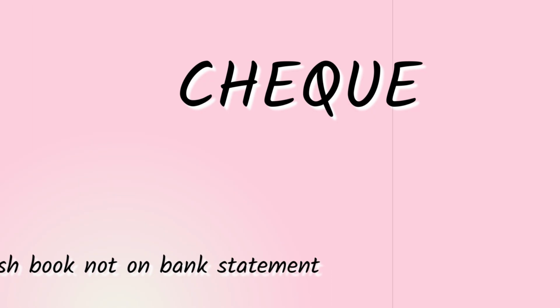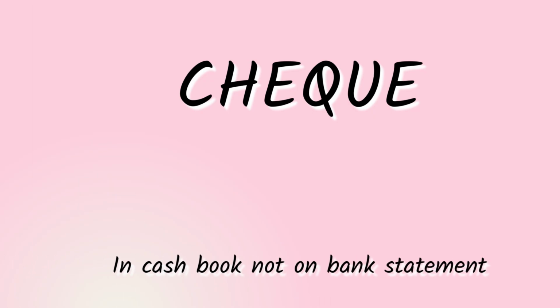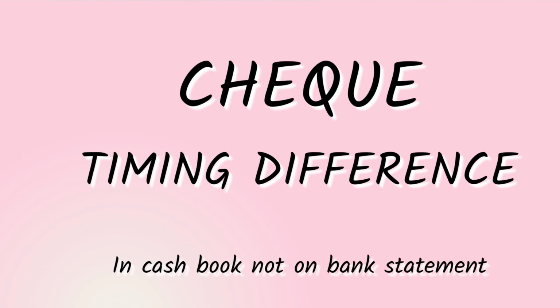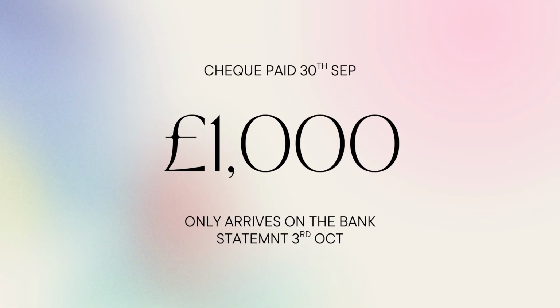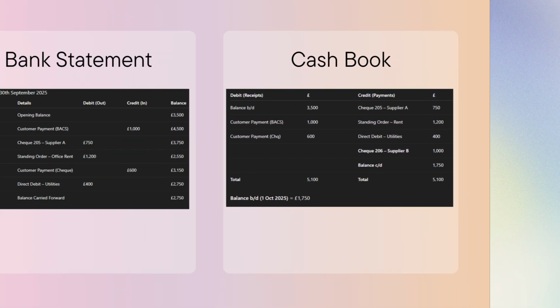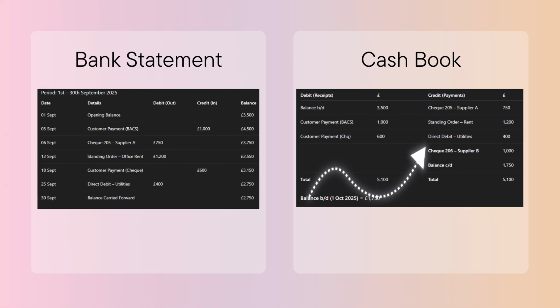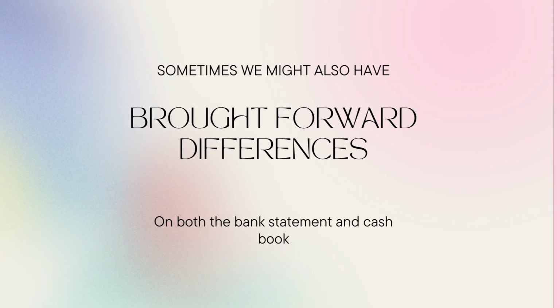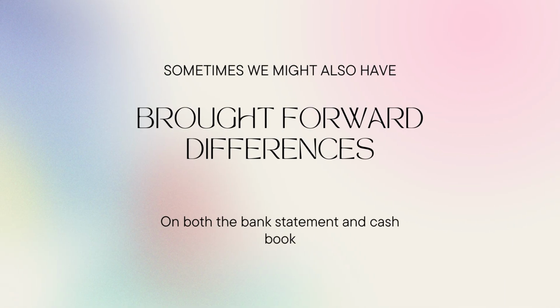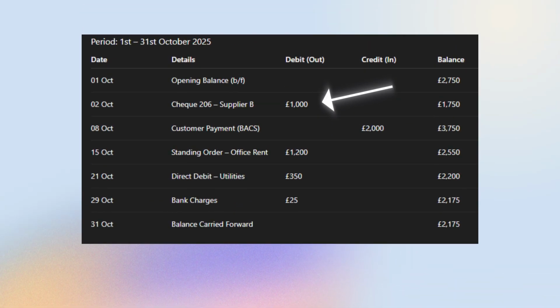And the other way around, we might also have something in the Cashbook, like a check, for example, that we know we have paid. However, it might not appear on the bank statement in that time period because of a timing difference. So let's say we paid it on the 30th of September. It might only appear in the bank 3 days later, on the 3rd of October, for example. So when we run the bank statement up to the 30th of September, it's not going to be there. We might also have differences brought forward. So again, maybe a check that was posted in the last Cashbook that's appearing on this bank statement because of the reasons I've just stated, and so on.